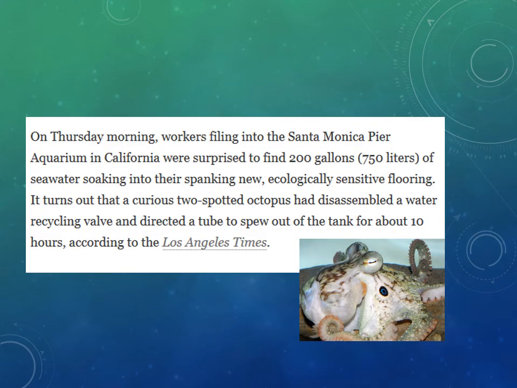There's also a case from a little more recently. This is about 10 years ago. This story came out. An aquarium had a bunch of seawater going everywhere in the new area, and it turns out an octopus, the octopus shown there in the picture, had broken the recycling valve on the system, so it just caused water to spew everywhere. Because it was curious, it likes to play with things.